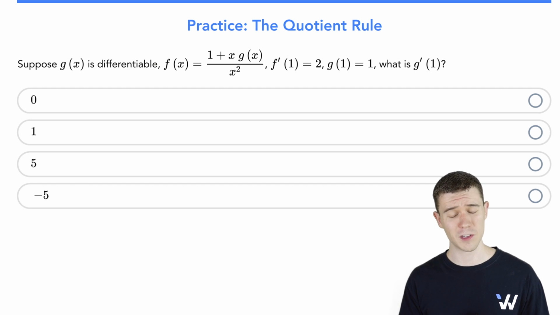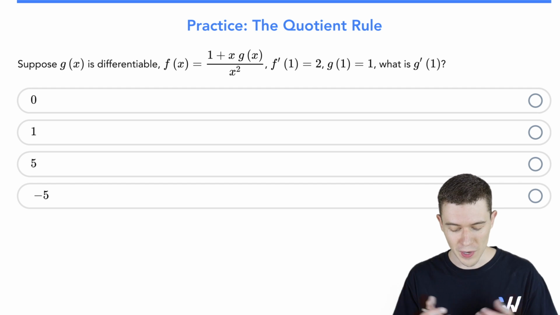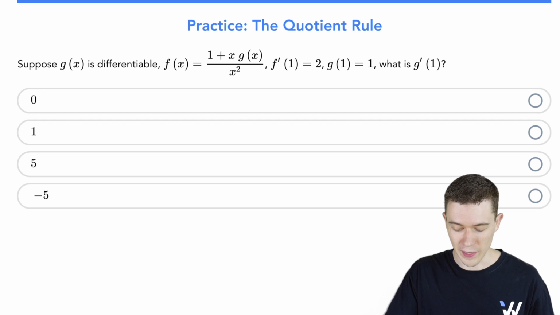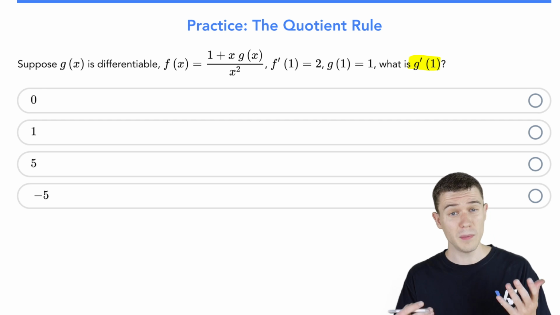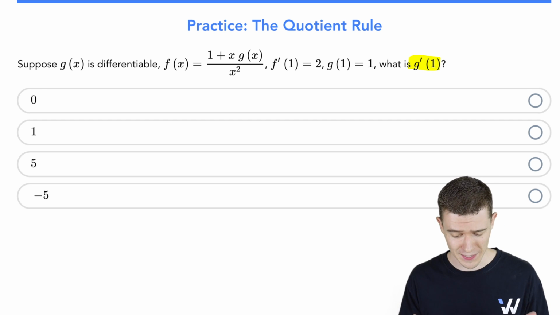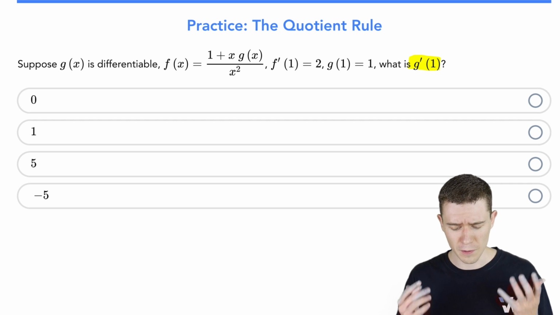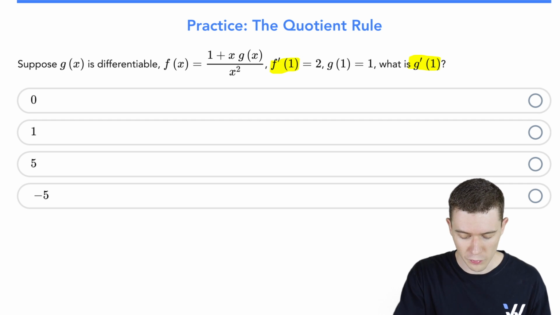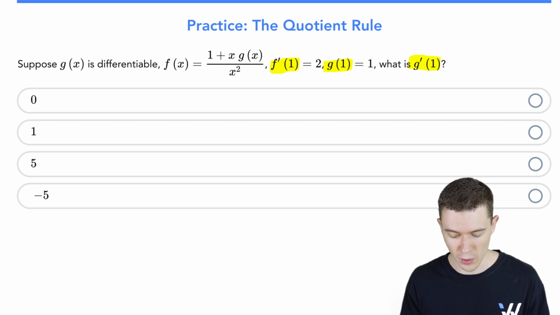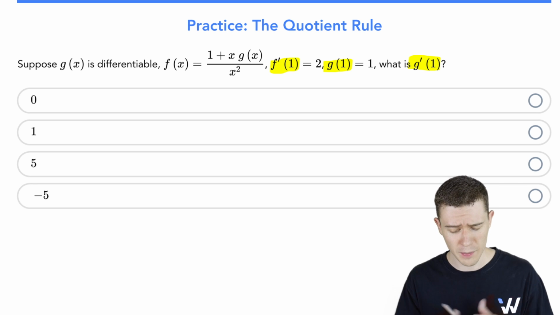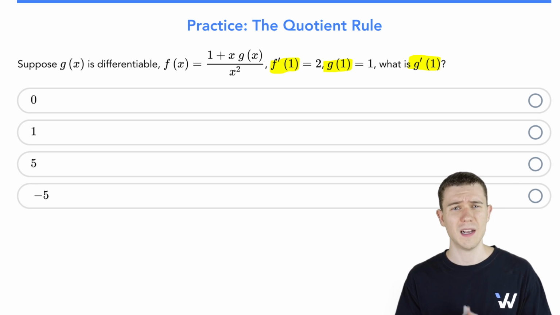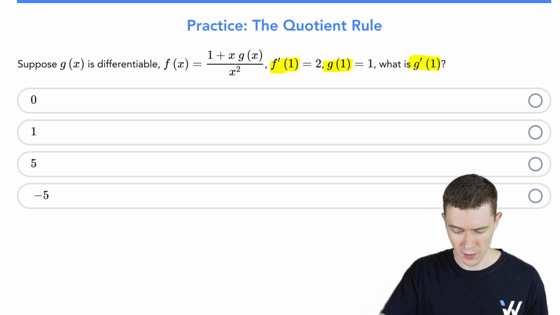There's a bit going on with this question. We want to take the derivative here and evaluate it at 1. The problem is we have f and g in this mix, and we're given information. We know what f prime of 1 is, and we know what g of 1 is. We're asked what g prime of 1 is. Wow. Let's go ahead and take the derivative of both sides of this equation.